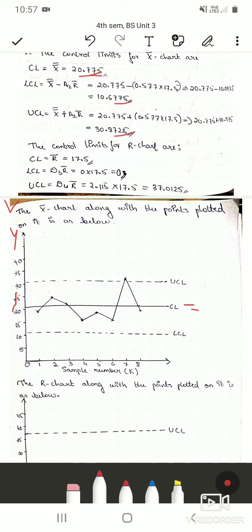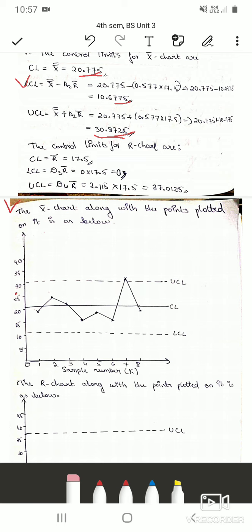Now we will mark the lower control limit, which is at 10.6775. So it is somewhere over here. I have marked dotted lines to denote the lower control limit. Now mark 30.8725 as your upper control limit. It will be somewhere above 30. So this is your upper control limit. Now we have marked the upper control limit, central line and the lower control limit.